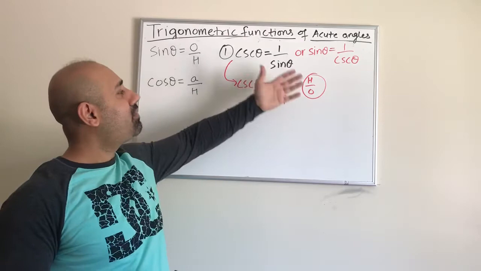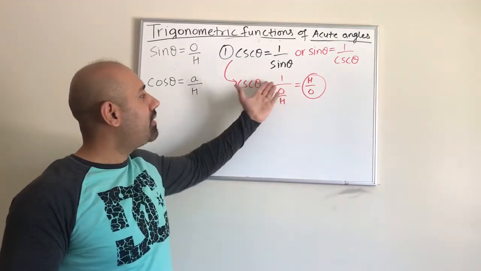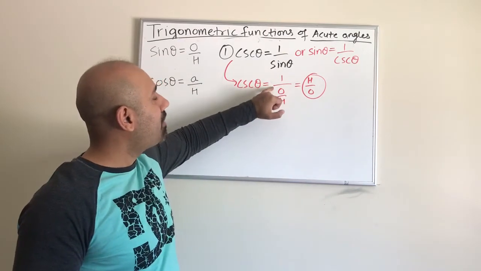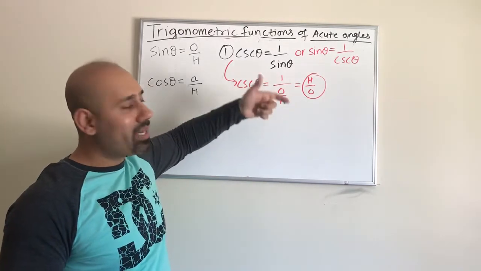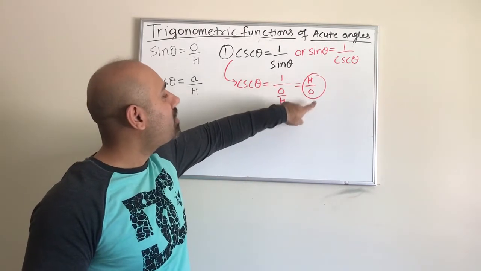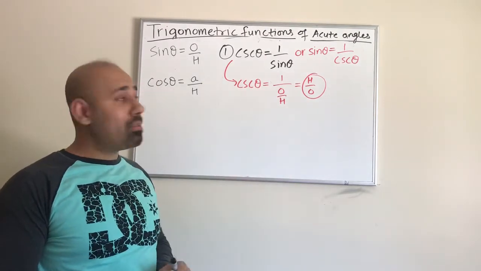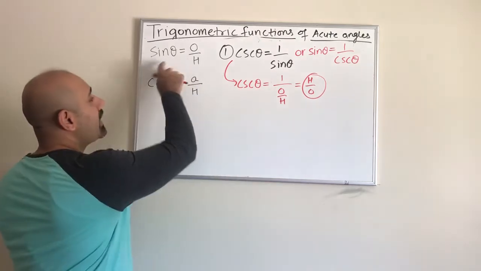Now this is another, mathematical way of simplifying these things. If we take 1 over this ratio, this will change into a multiplication, and the fraction will be reciprocated, so it is going to be 1 times h over o. 1 times h is just h, so it is hypotenuse over opposite. That is how we get the cosecant of theta from the sine theta.